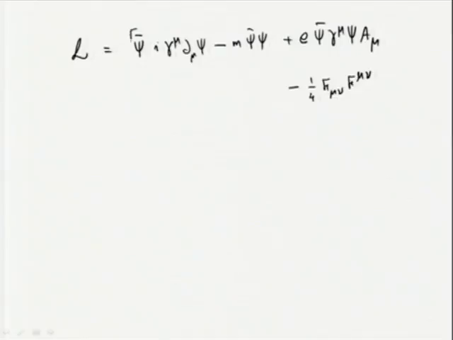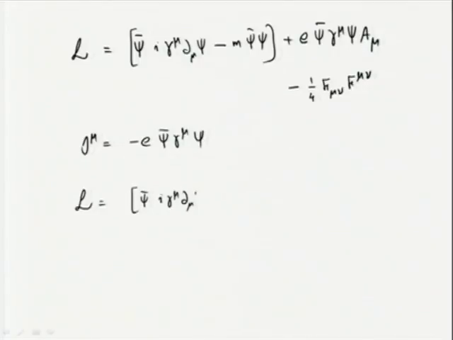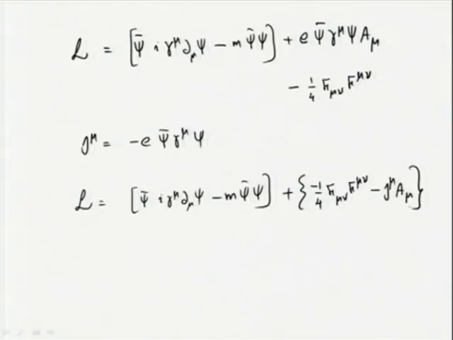Now, look at the last two terms. If I consider j^mu to be minus e psi bar gamma^mu psi, then L is psi bar i gamma^mu ∂_mu psi minus m psi bar psi, the free part of the Dirac Lagrangian, plus I have one part, minus 1 over 4 F_mu nu F^mu nu minus j^mu A_mu. This, what is there in the curly bracket, is precisely the Lagrangian that we use to get the Maxwell's equation.